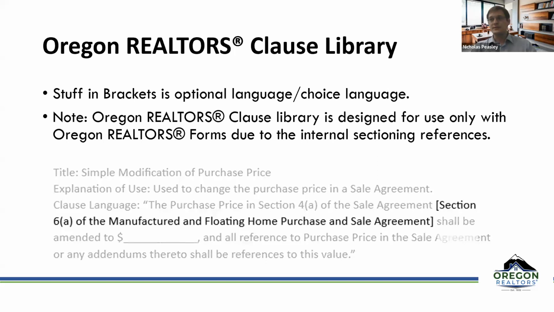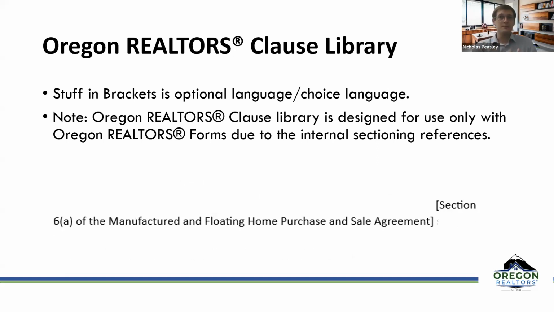And so what this looks like is, for example, this language here is choice language. If you are using a manufactured or floating home purchase and sale agreement, there is a different section that is being referenced here. Please note, the clause library from Oregon Realtors is designed to only really be used with the Oregon Realtors form because we're trying to add detail where we can. So it is internally referencing its own sections. We are referencing the financing sections of our own library forms. So if you're using it with a different library and just want this as the base, modify the section numbering because it won't be a perfect match.